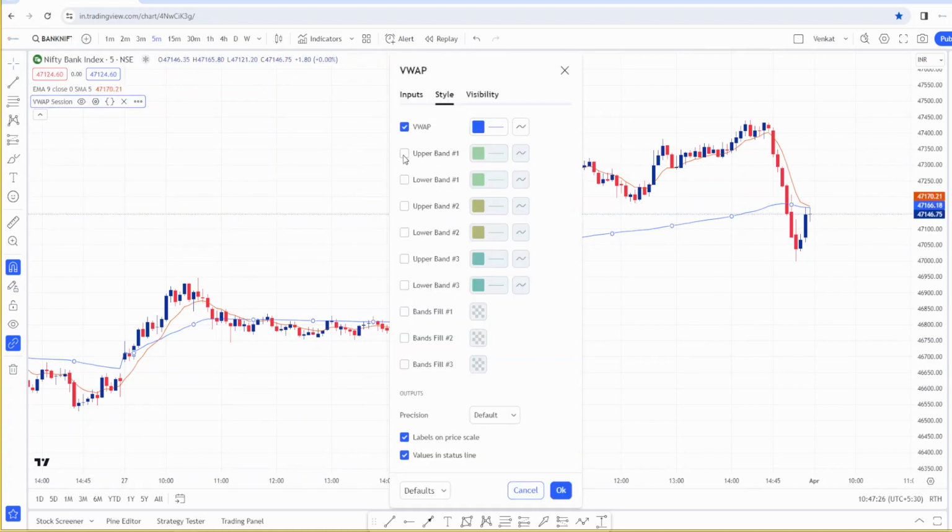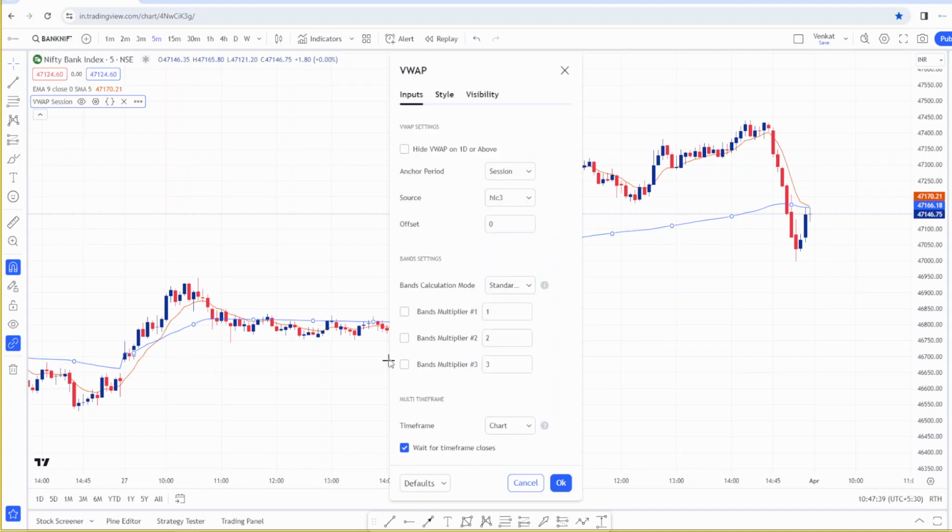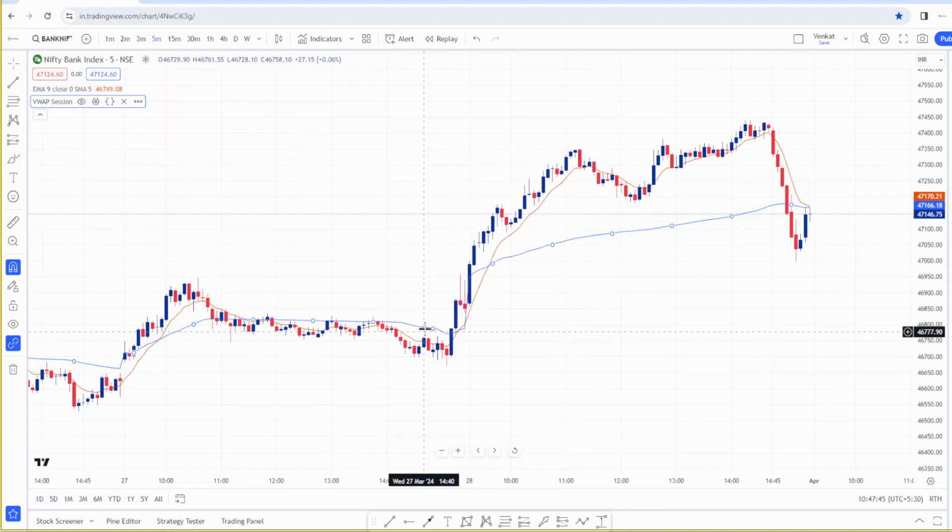style. By default, you have to deselect the upper band and lower band. That is, we will see only the VWAP line, and that too the color will be blue. And in the input section, by default bands multiplier will be selected. You can just deselect this and click OK. That's all. The settings are default settings only. If you have any confusion in these settings, you just go back to this video and check the settings again.